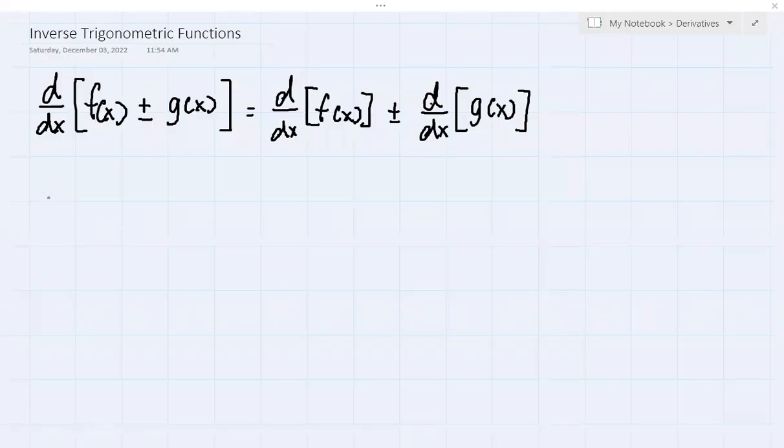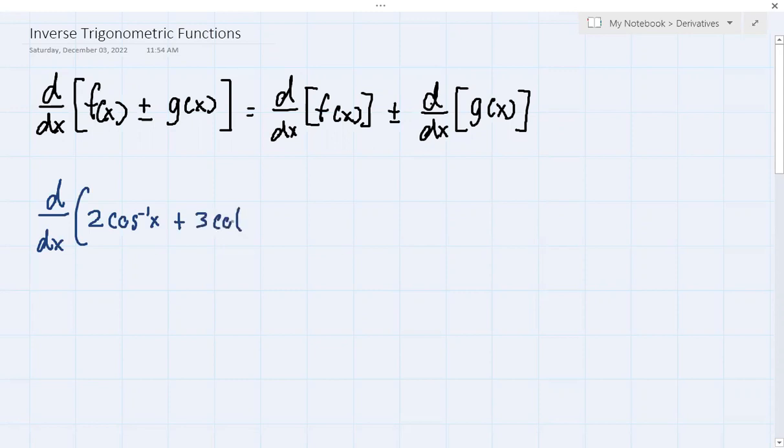So third example natin. So let's say we have this one. The derivative of 2 times, sabihin natin, arc cosine plus 3 times arc cotangent minus arc tangent. Ayan.